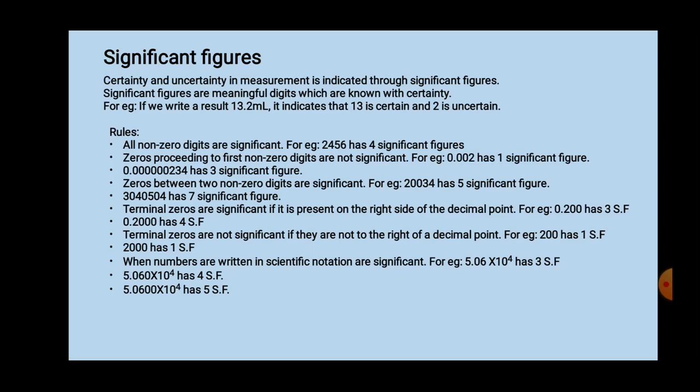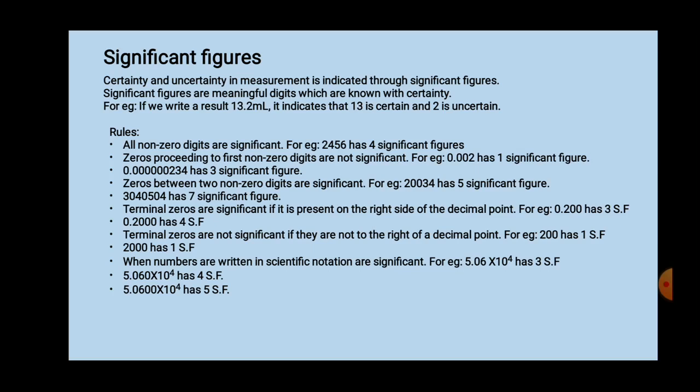Zeros preceding the first non-zero digit are not significant. The example is given: 0.002. Starting, you can see the zeros. Those zeros are uncertain, or I can call it as not significant. In 0.002, the number 2 is there, no? That is significant. So how many digits are present? Only 1 digit is present. So here it contains only one significant figure.